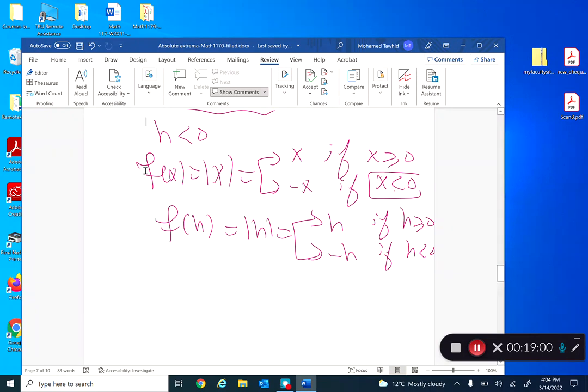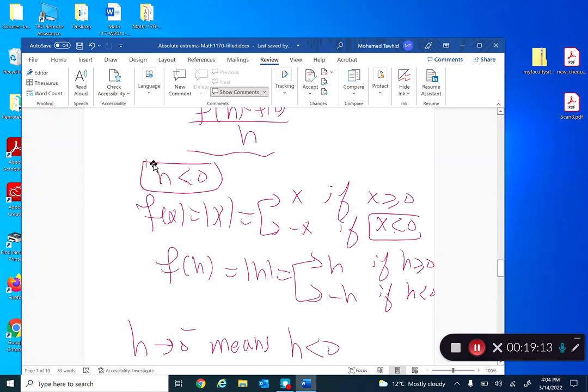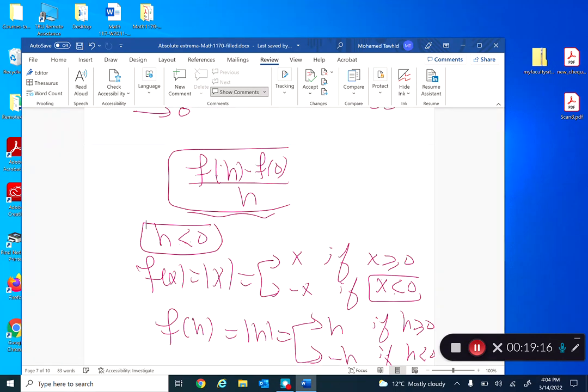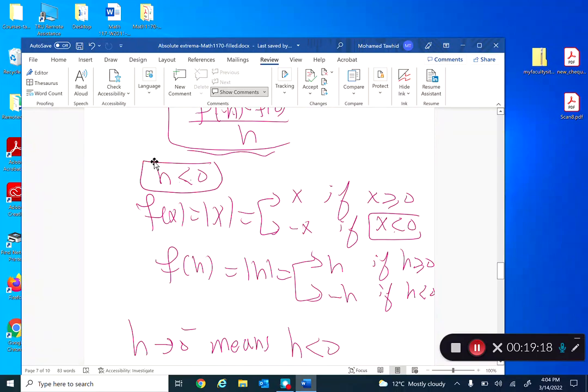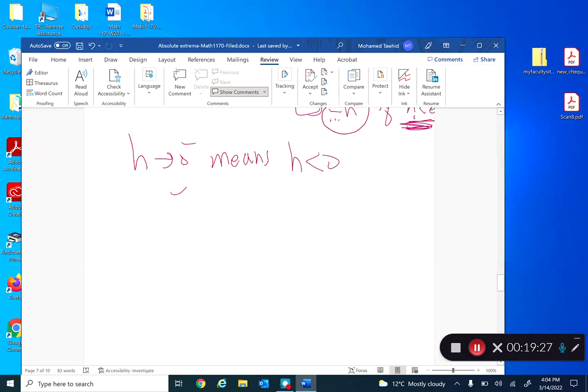So now I'm considering the left limit, h close to 0 from the left, which means h less than 0. If I go back here, what is f of h? f of h here will be negative h, because h is less than 0. If h is less than 0, I have to consider negative h. So we have f of h minus f of 0 over h.